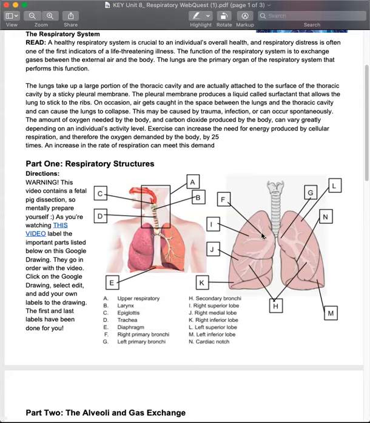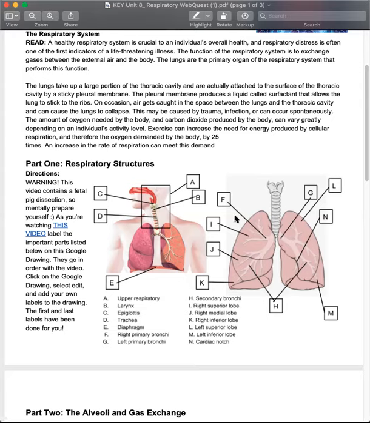F over here is pointing to the right primary bronchi. So remember, this is the right lung, this is the left lung. So trachea branches into the bronchi. So this is the right primary bronchi. G is the left primary bronchi. H refers to the secondary bronchi on both sides. So that's when these bronchi tubes get a little bit smaller.